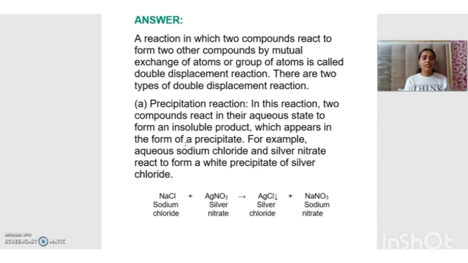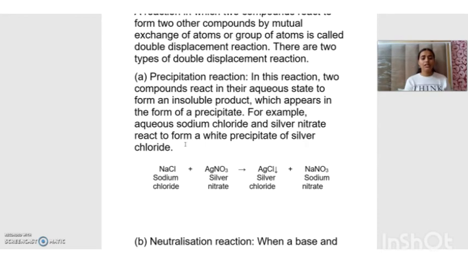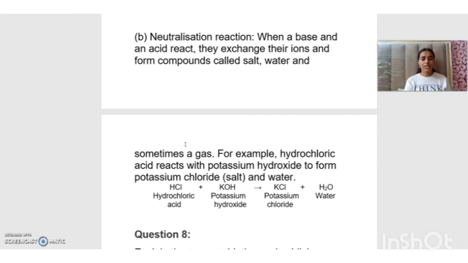So the first example is the precipitation reaction. As you can see here, when sodium chloride is added to silver nitrate, it gives us silver chloride and sodium nitrate, right? Second is the neutralization reaction. Everybody can see here, a neutralization reaction is when hydrochloric acid is added to potassium hydroxide, it gives us potassium chloride plus water. So this is through the process of neutralization, right?